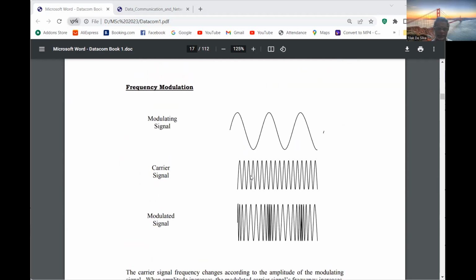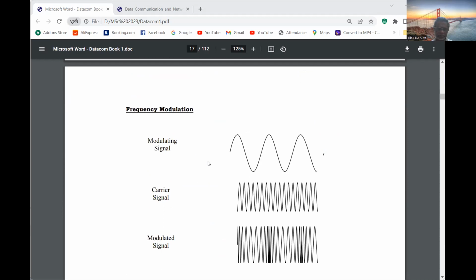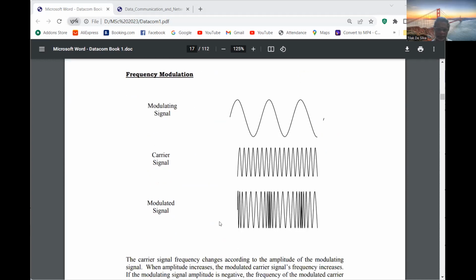Then you have FM, frequency modulation. This is your modulating signal, and this is your carrier signal. The carrier signal's frequency is modified according to the amplitude of the modulating signal. When the amplitude is increasing, the frequency is increasing. When the amplitude is decreasing, the frequency is decreasing. That is called frequency modulation, or FM. Is it clear?